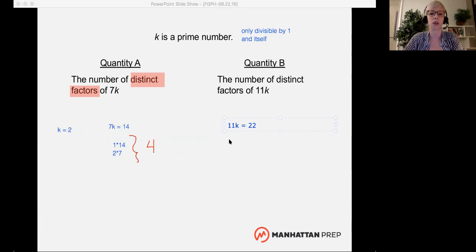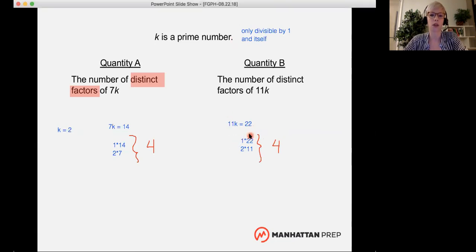And then if we try the same for 11k, so 11k equals, well, if k is 2, 11k is 22. And so then the distinct factors of 22, we've got 1 times the number itself. We've got 2 times 11. All right, well, then once again, we've got 4 distinct factors. So it definitely seems like we're going to get a pattern. We're going to have 1 times the number itself. We're going to have k times 11 over here, and then k times 7 over here. So seems like they're going to be the same.